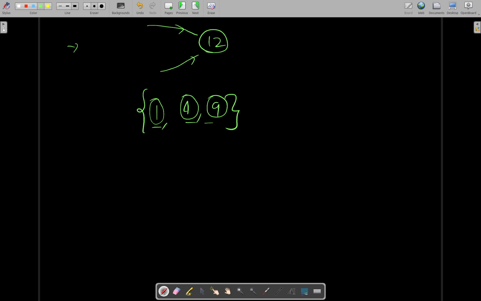If you subtract 9 from 12, it will be 3. Since 3 is not a perfect square, but it can be a number that can lead us to 12. If you subtract 4, then it will be 8. And if you subtract 1, then it will be 11. So these three are other subproblems in themselves.